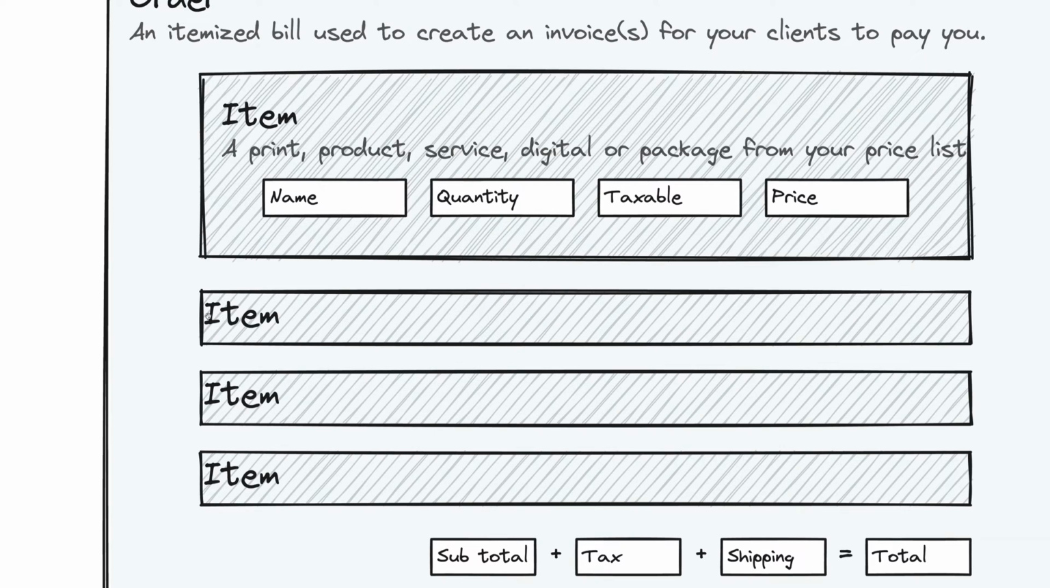And so you add as many items as you need to, and by default, the subtotal of the order is just a sum of the price of each item multiplied by the quantity of that specific item. That gives you a subtotal. It adds up the tax of all the taxable items, again, multiplied by the quantity, and an optional shipping option for you to specify how much shipping is for this order, and it gives you a total.